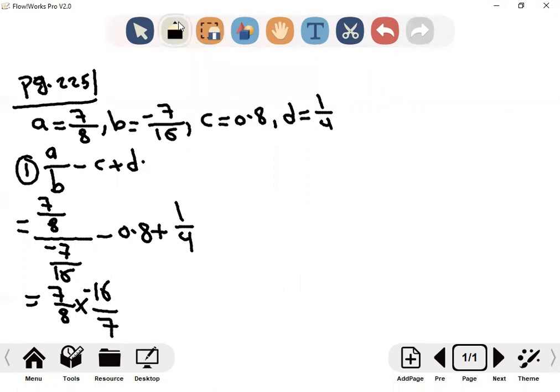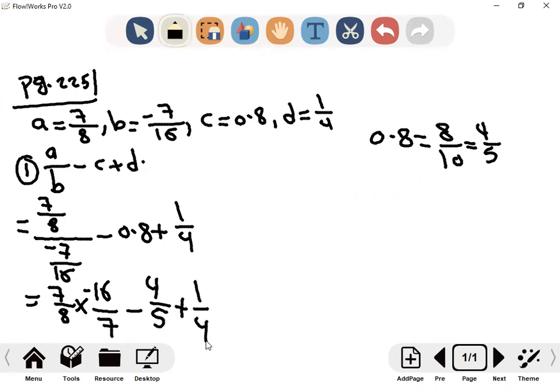Okay, let's continue now. Negative 0.8, what will I do with it? 0.8 is 8/10. Simplify it, it will be 4/5. Put it here in place of 0.8, negative 4/5, plus.